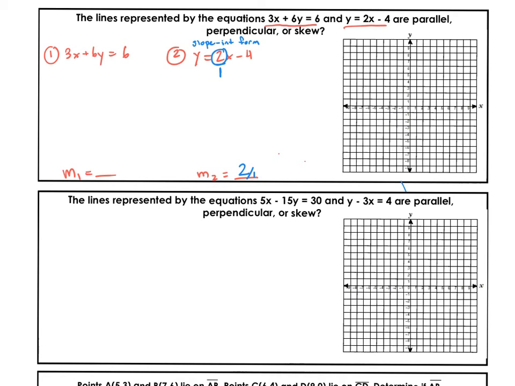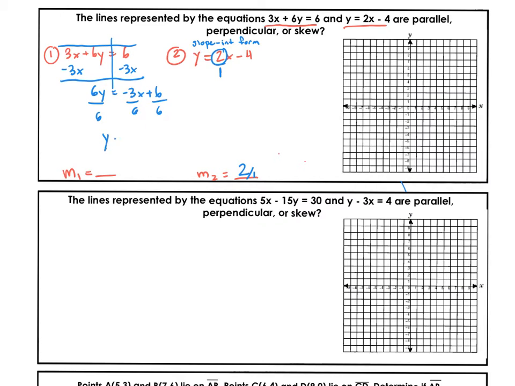Now we'll find the next slope. All right, and you might remember this from the last lesson. We're going to solve. So I'm going to subtract 3x from both sides. All right, we'll bring down the 6y. 6y is equal to negative 3x plus 6. Divide everything by 6.